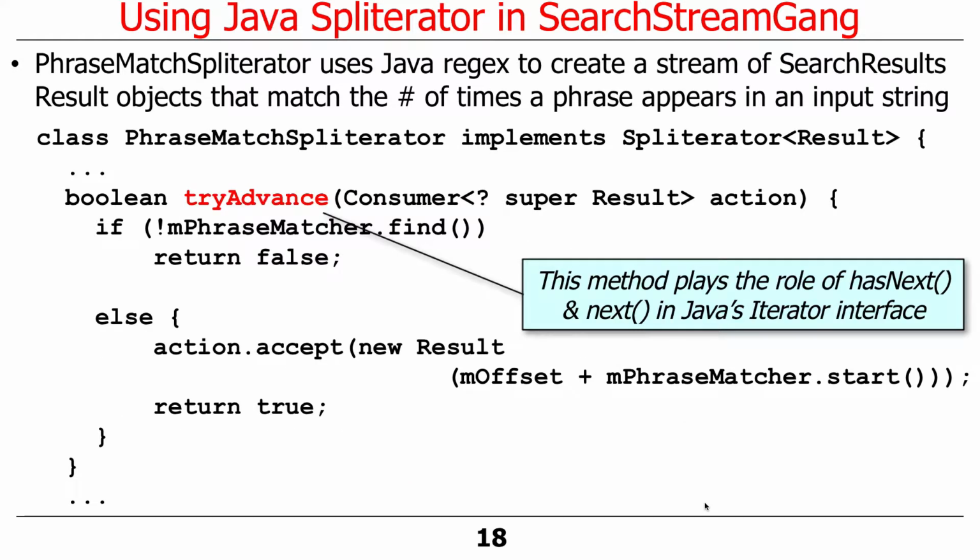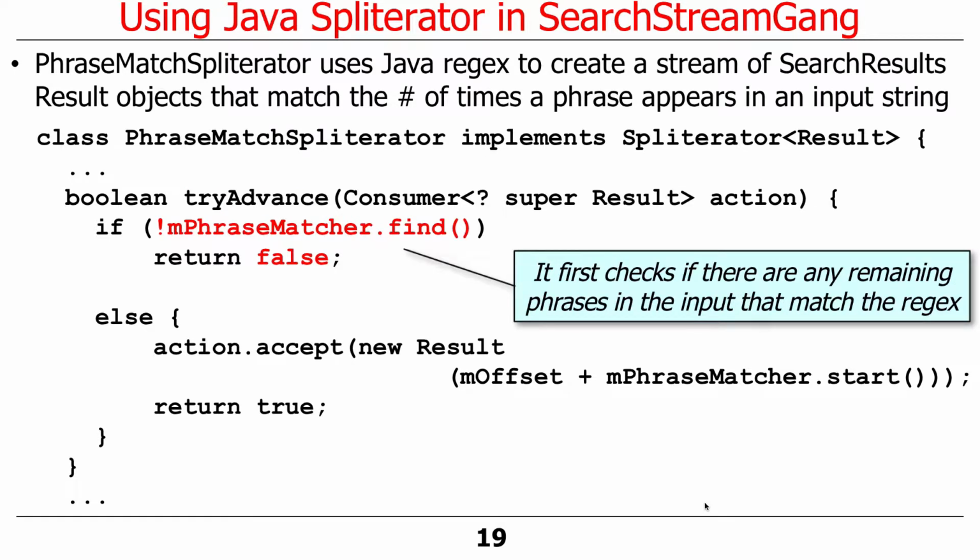Here's the try advance method. As you can see, it plays the role of has next and next in Java's iterator interface, but it's a little bit more concise and easier to work with. The find method on the matcher will try to find the next occurrence of the phrase in the input string. We had a question the other day about, doesn't it start over again from the beginning each time it's called? No, it remembers where it left off. So every time it's called, it starts right past where it found the last item, if it found it. If there are no more matches, we're done.